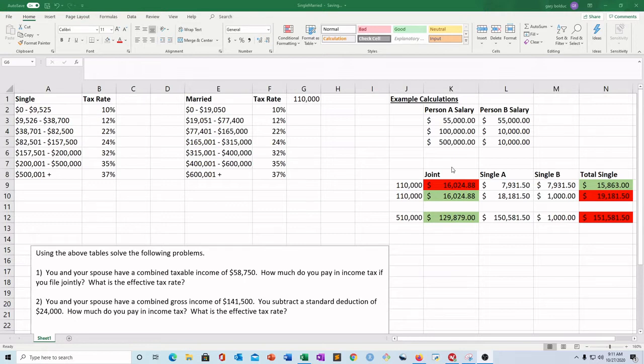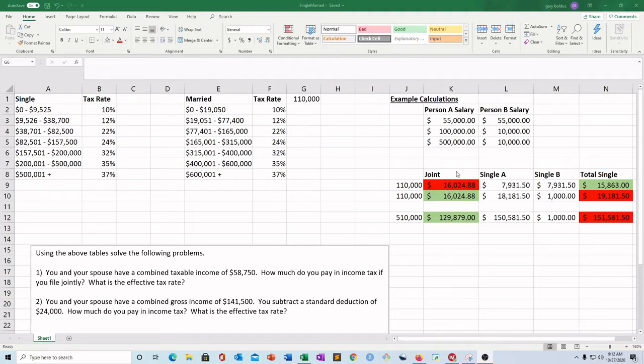Okay, so what I have up here are three scenarios. We've got two people, A and B, and the three scenarios are our rows. Row 1 is they each make $55,000, that's their salary. Row 2, person A makes more, $100,000, person B makes $10,000, and then row 3, person A makes $500,000 and person B makes $10,000.